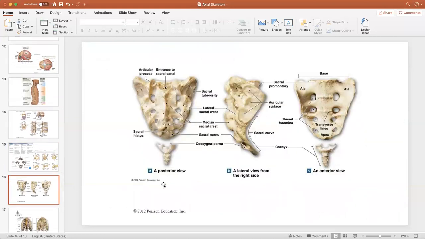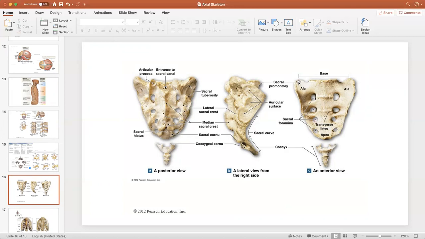Okay, moving on, we have the sacrum. So this is the sacrum. We have the base at the top and the apex at the bottom. Same thing with the coccyx. This is the base and this is the apex. The apex is down.